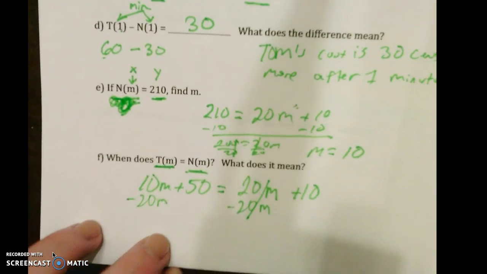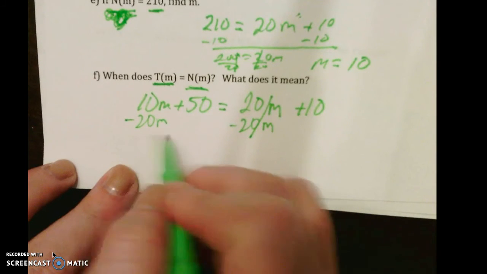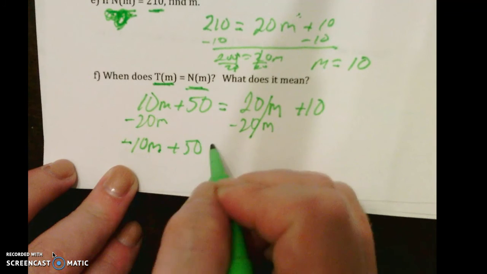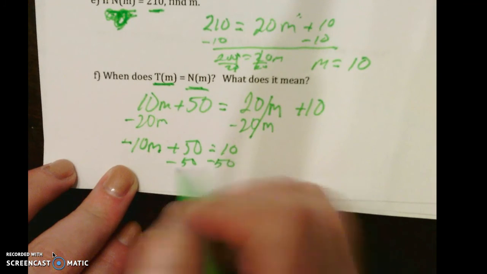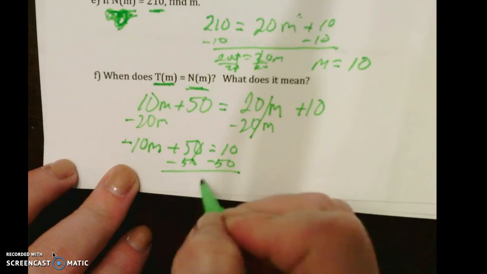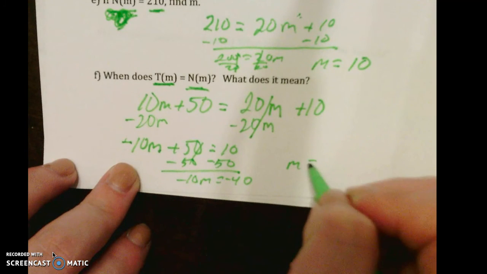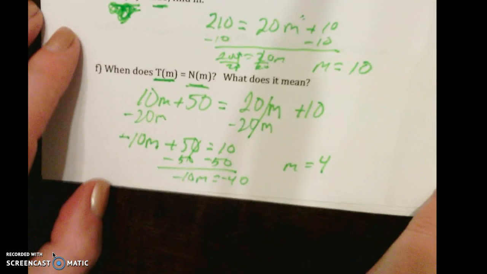I know that you're doing this a different way than I'm doing it. He probably subtracted the 10, which would have been smart, but I didn't. M equals 4. So what does that mean?